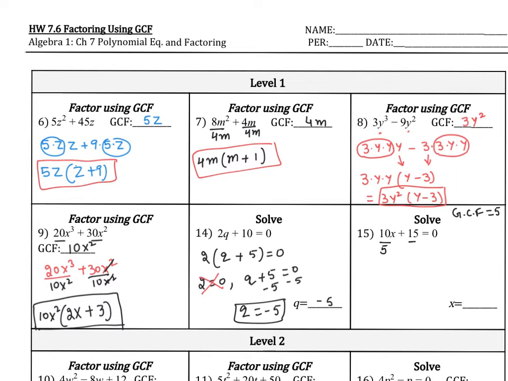10x divided by 5 and 15 divided by 5. The GCF 5 goes outside. 10 divided by 5 is 2x, because the x is here. 15 divided by 5 is 3. You divide by 5 on both sides, the 5 and 5 cancel, and you're going to solve for x. So subtract 3 on both sides and then divide by 2. You get x equals negative 3 over 2.